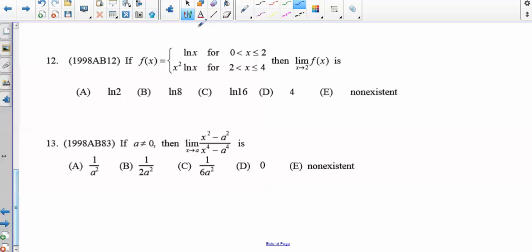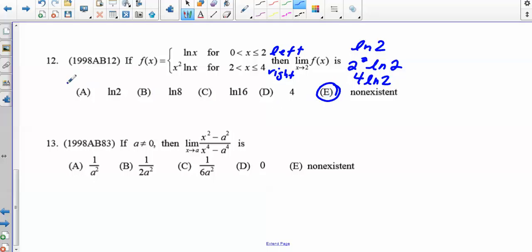Okay, in problem 12, this is a piecewise function as x approaches 2. So we have a left limit over here, where x is less than 2, and this is our right limit. By plugging 2 in, we should be able to see if the left limit equals the right limit. If I plug 2 into ln x, I get ln 2. And if I plug 2 into x squared ln x, I get 2 squared ln 2, which is 4 ln 2. So my left limit is ln 2 and my right limit is 4 ln 2, and those are not the same value. So from the left and from the right, we're not approaching the same value, so the limit does not exist.